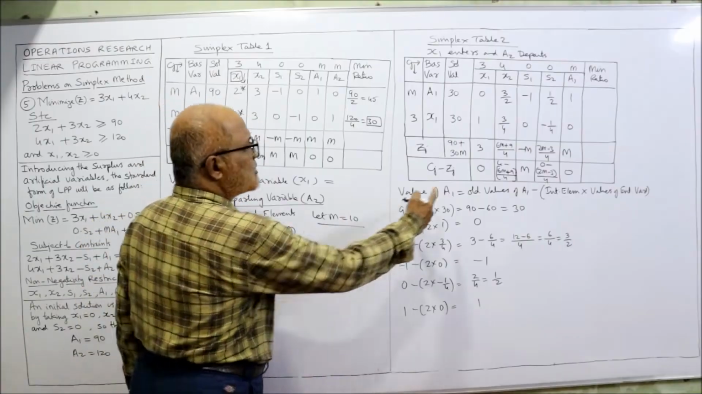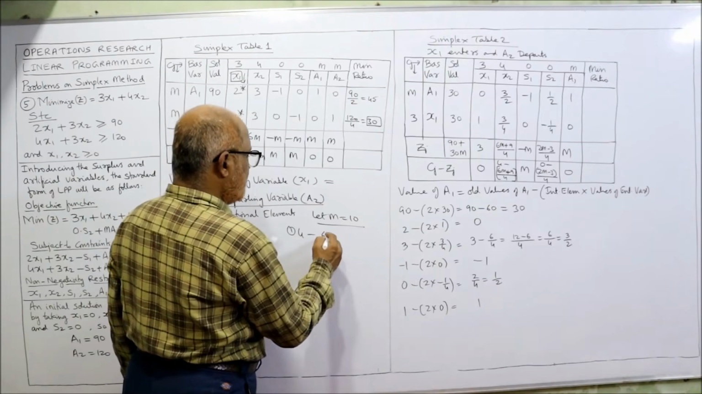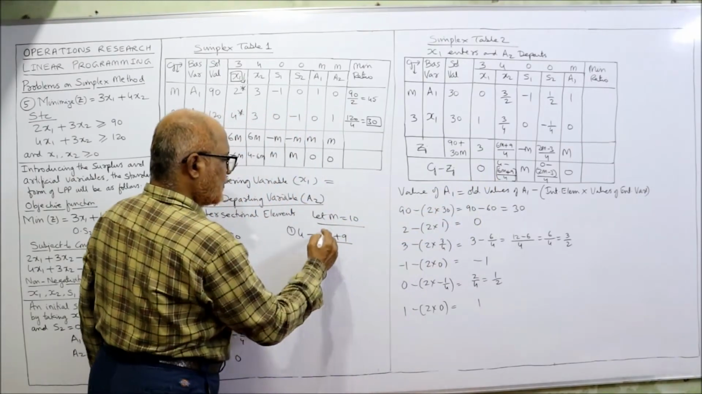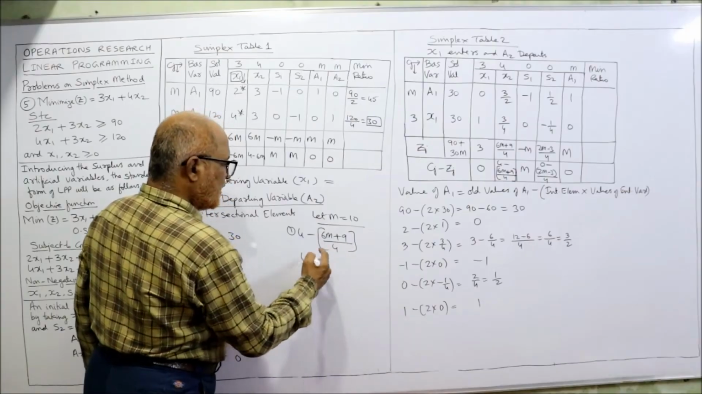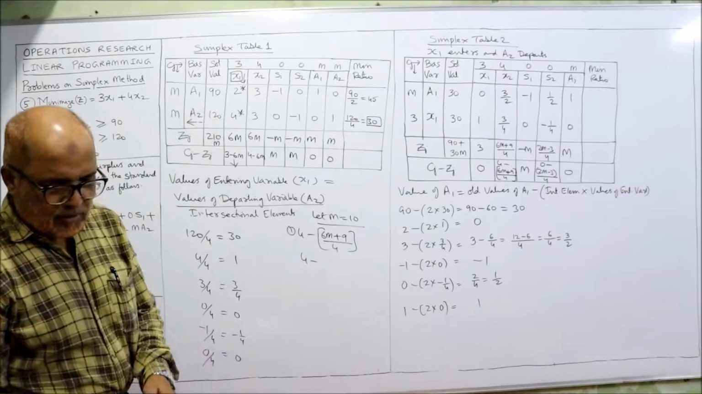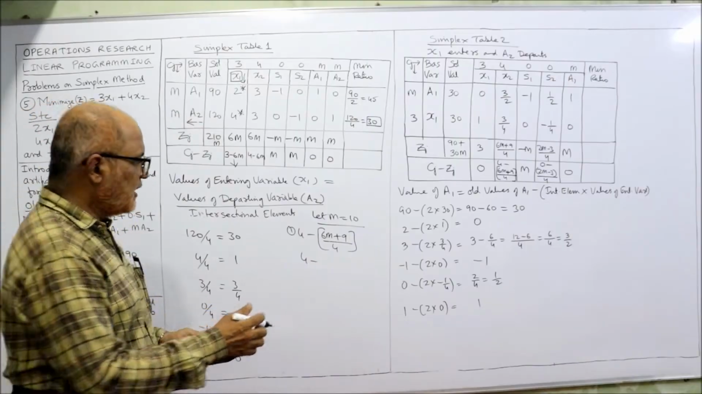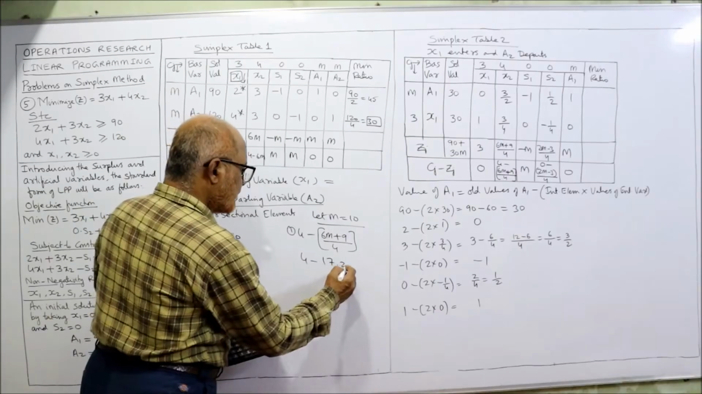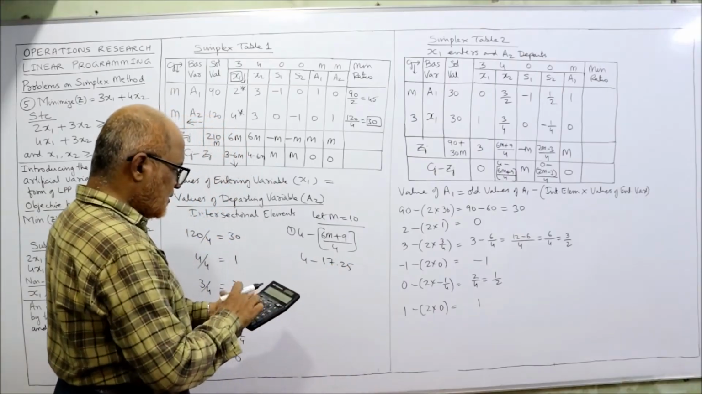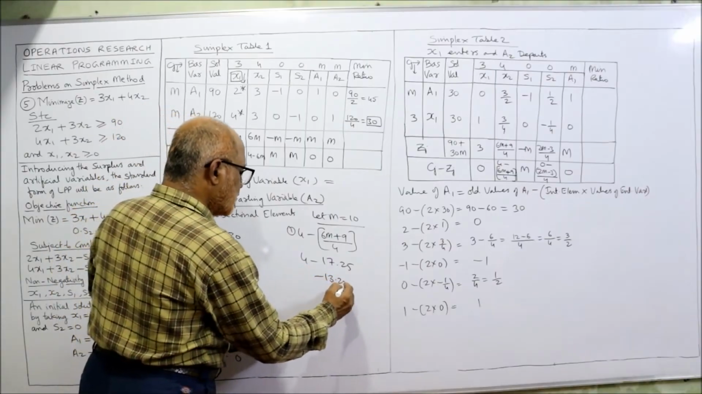The first value is 4 minus (6m plus 9) divided by 4. So 4 minus 6 into 10, 60, plus 9, 69 by 4. So how much? 69 divided by 4, 17.25. So 4 minus 17.25, it will become minus 13.25.